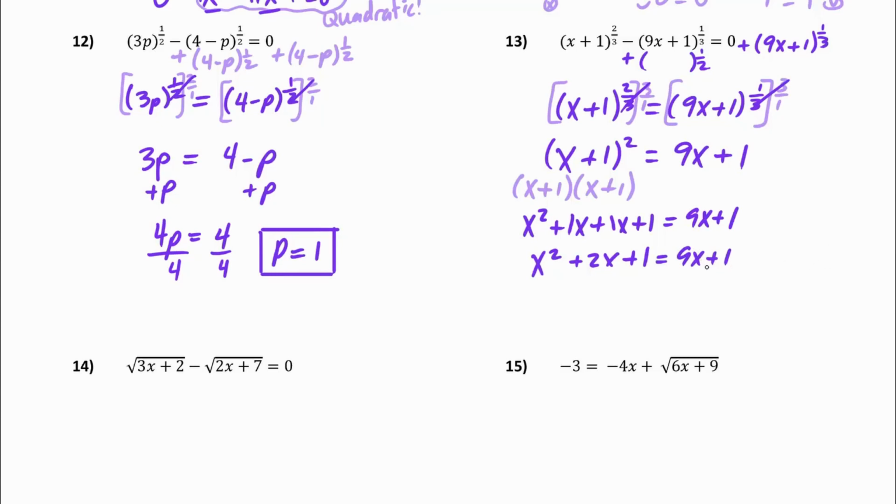X squared plus 2x plus 1 equals 9x plus 1. Moving stuff to the same side. This problem, we're moving things to the left because that's where the squared is. Usually I like to keep that positive. So this problem has a quadratic. It is x squared minus 7x and actually plus 0 because the positive 1 and the negative 1 cancel out. So how do I deal with a quadratic that looks like that? That's kind of interesting.